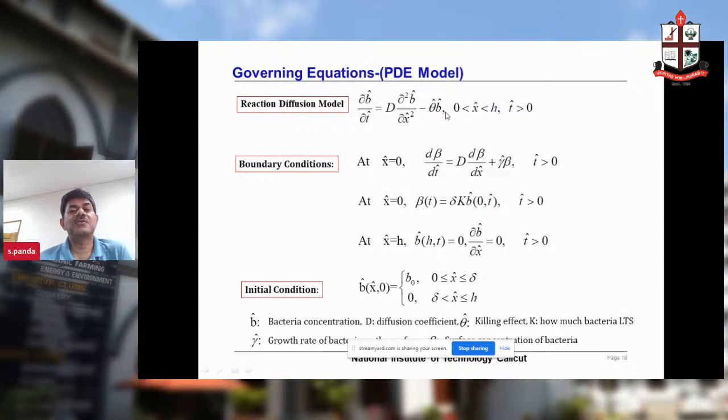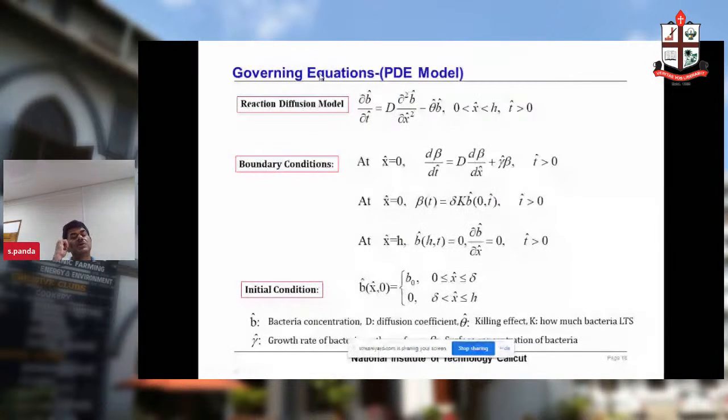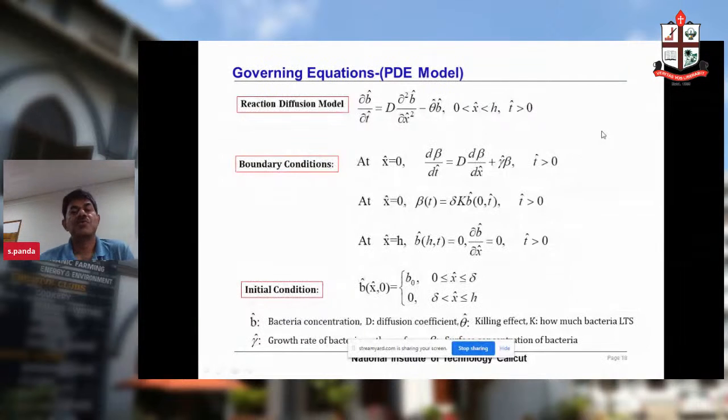In our problem we have a chemical effect, and B is the bacteria, and this theta hat comes from the chemical agent. Because there is a reaction on the surface, you have to decide whether the bacteria is dying or not, whether it is diffusing or not. Because it is a partial differential equation, we have considered two things: one is time, and another is the length of your domain.